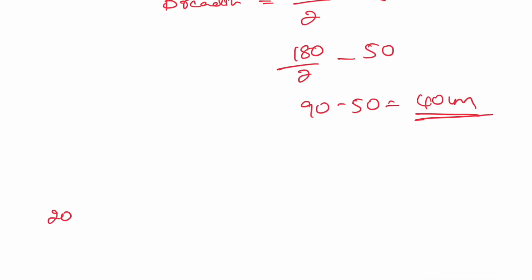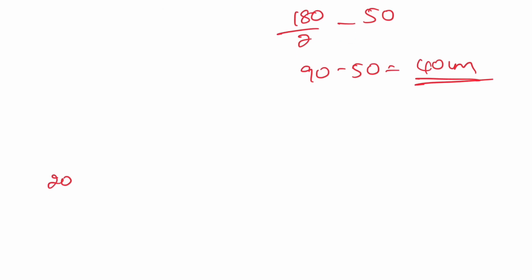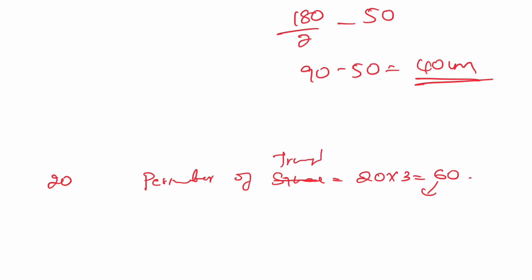Now coming to the last question in this exercise. A wire is bent in the form of an equilateral triangle of each side 20 cm. If the same wire is bent in the form of a square, find the side of the square. So again let us find the perimeter of the equilateral triangle. 20 into 3 is 60. So that is equal to the perimeter of the square also, right? So find each side of the square. Similar to what we have done now. 60 by 4, that is equal to 15 cm. Hope it's clear, children.